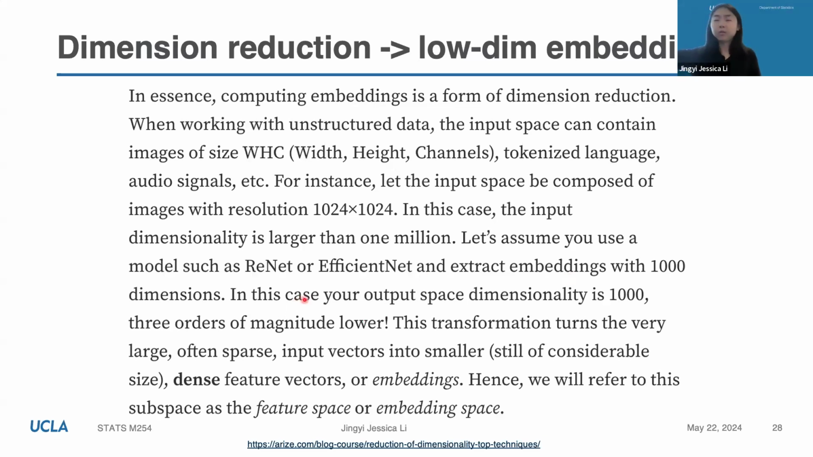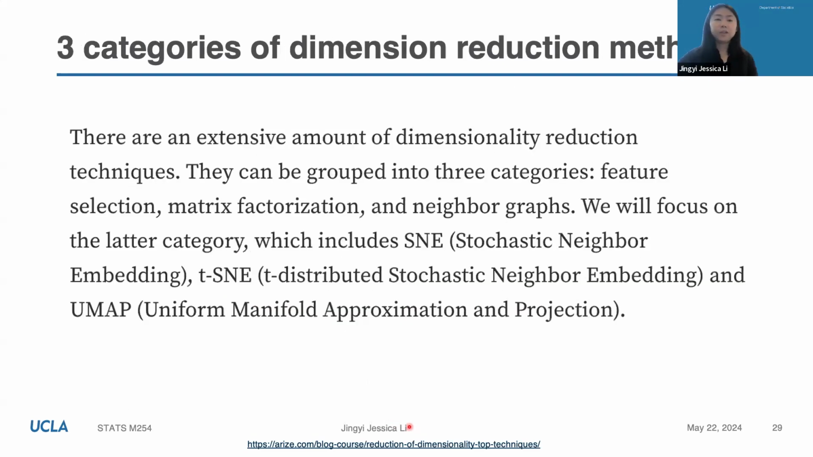So this is like the computer vision neural network to convert an image into 1,000 dimensional vectors. In this case, your output space dimensionality is 1,000, 3 orders of magnitude lower. This transformation turns the very large, often sparse input vectors into smaller, dense feature vectors or embeddings. Here, we refer to the subspace as the feature space or embedding space. Okay, so we want to get embeddings.